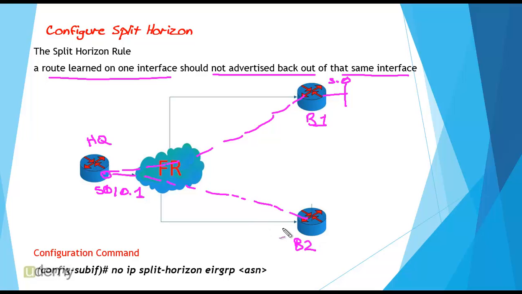But how could we solve this problem? The answer is very simple. You have to disable the IP split horizon feature. This feature is configured on sub-interfaces: ip split-horizon eigrp, the AS number. This command is issued by default, and if you want to disable it, you have to put a no in front of this command, and in this way the split horizon feature is disabled on this sub-interface, and after that the branch 2 router could learn the routes which are reachable from the branch 1 router and vice versa.